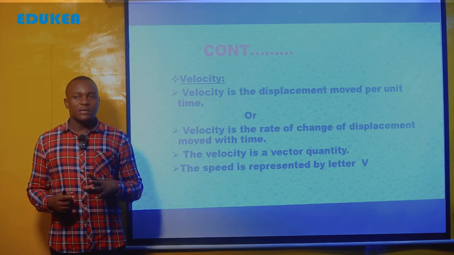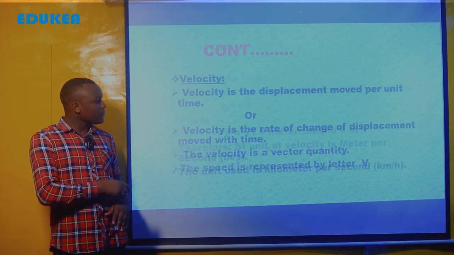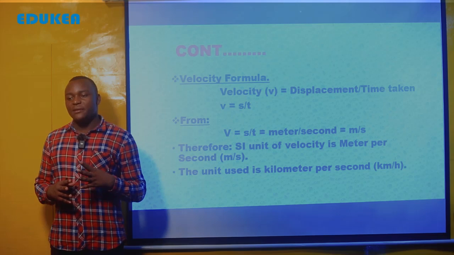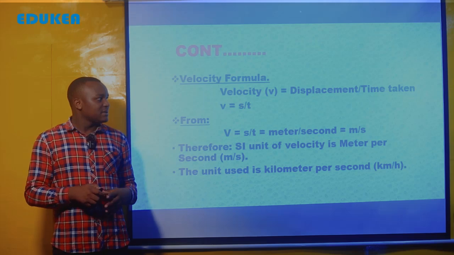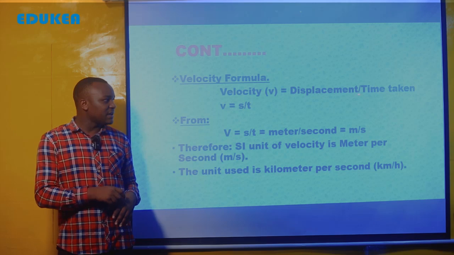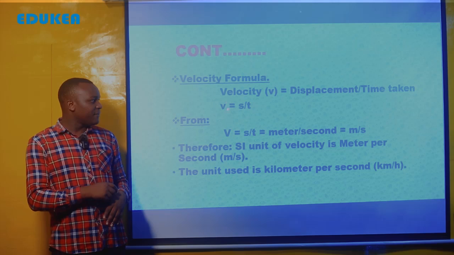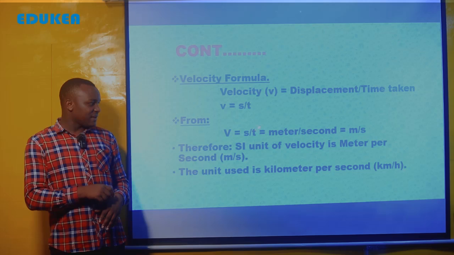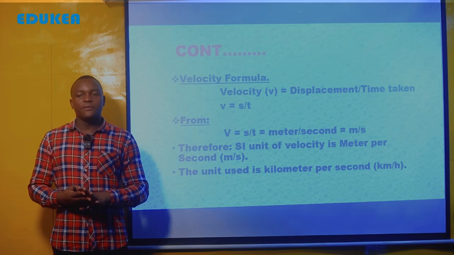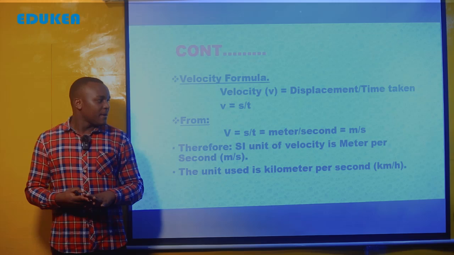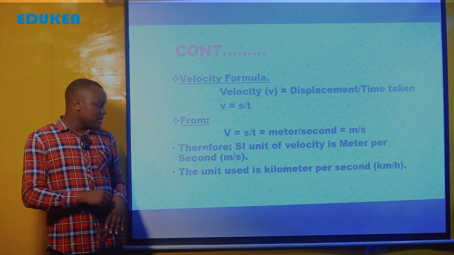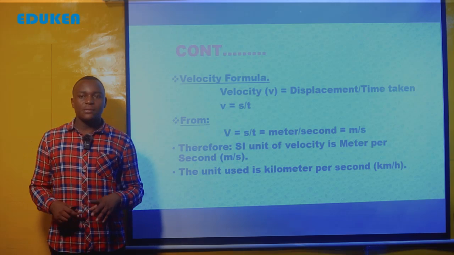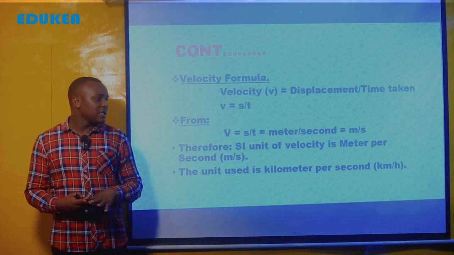So mathematically we can express the formula of finding velocity as displacement divided by time taken. So you will take v is equal to s divided by t. Then from v is equal to s divided by t, the SI unit of velocity is meter per second. But sometimes we can express the meter per second into kilometer per hour. It is also valid as a unit of velocity.